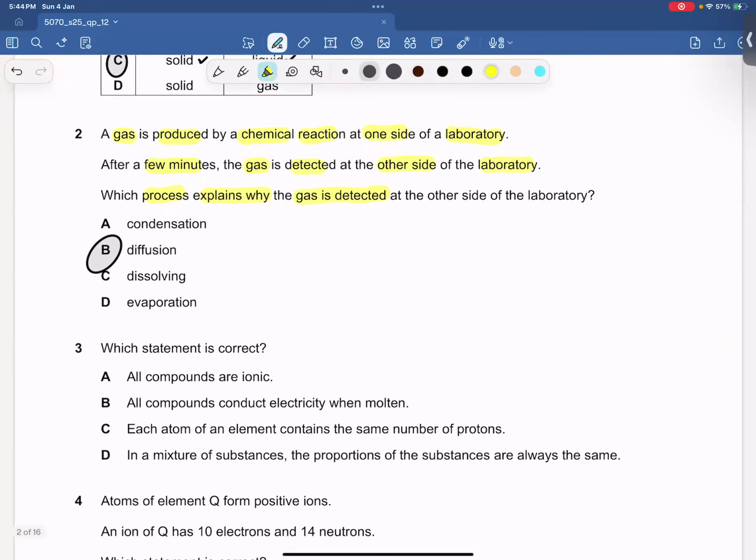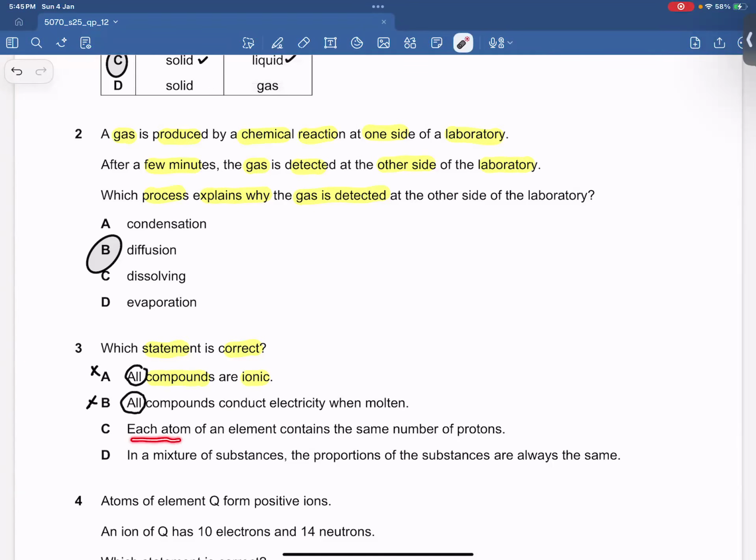Let's move on to question number 3. Which statement is correct? All compounds are ionic. That's not necessary, because some compounds are covalent also. So this statement is incorrect. All compounds conduct electricity when molten. Silicon dioxide cannot conduct electricity in molten state. So not all compounds.